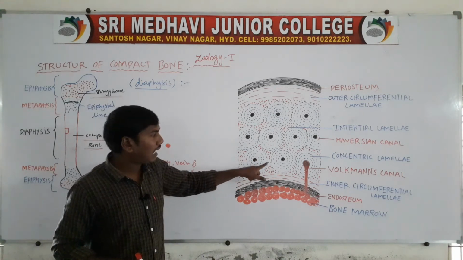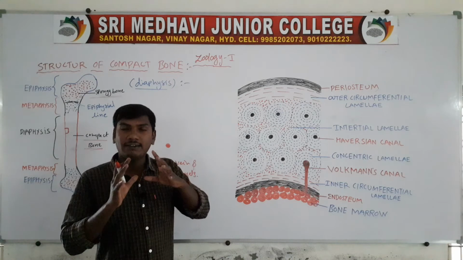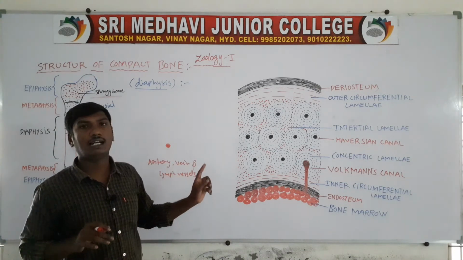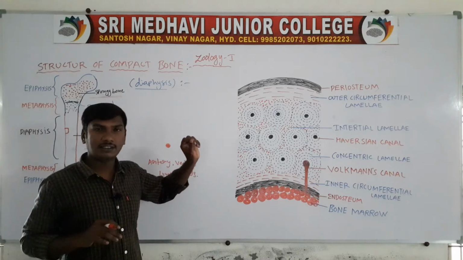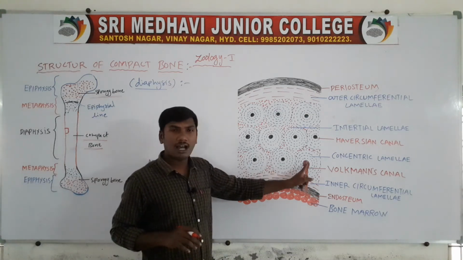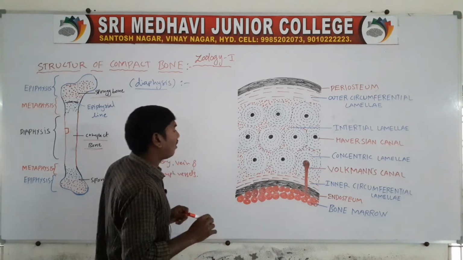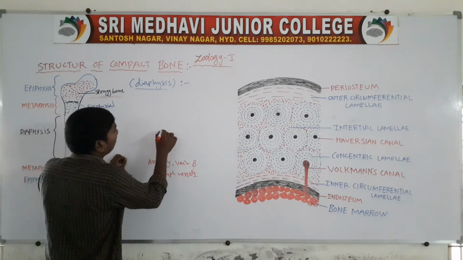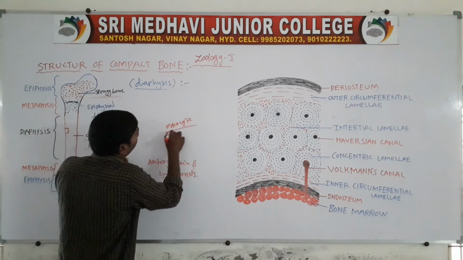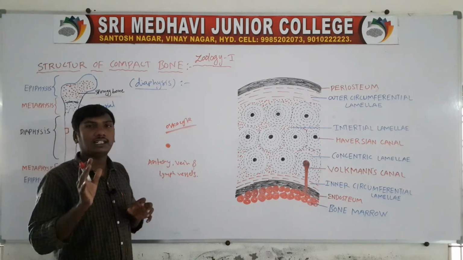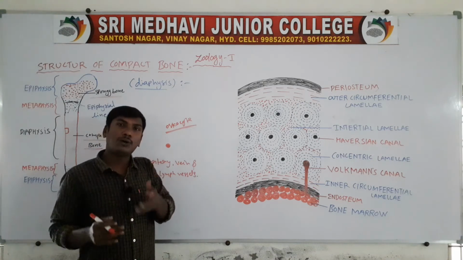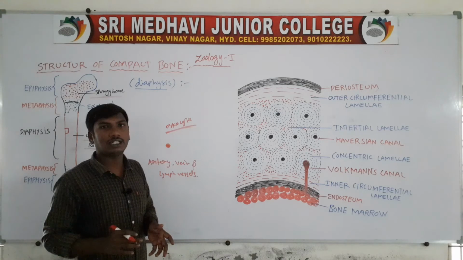So they are the Haversian system. That Haversian system is the structural and functional unit of the bone. Next one, the Haversian canal contains osteocytes. That cell is called the osteocyte. The osteocytes are the bone cells, bone mature cells.